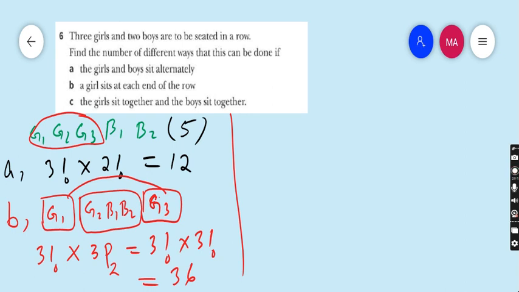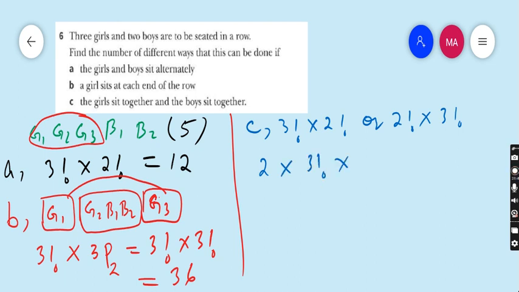Part C. The girls sit together and the boys sit together. This is a very important part. So if the girls sit first, it is 3 factorial multiplied by boys 2 factorial, or if the boys sit first, it is 2 factorial, and if the girls sit at the second position, it is 3 factorial. So you can write 2 into 3 factorial into 2 factorial. The answer is 24. You can check from your calculator.